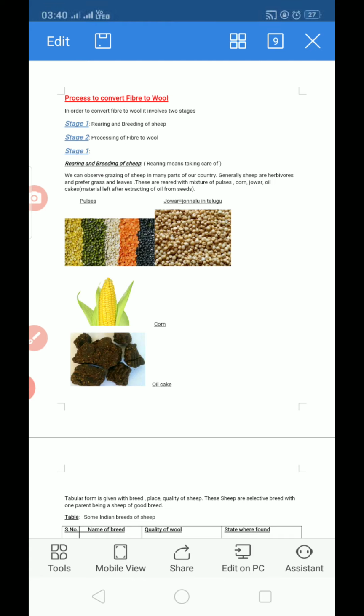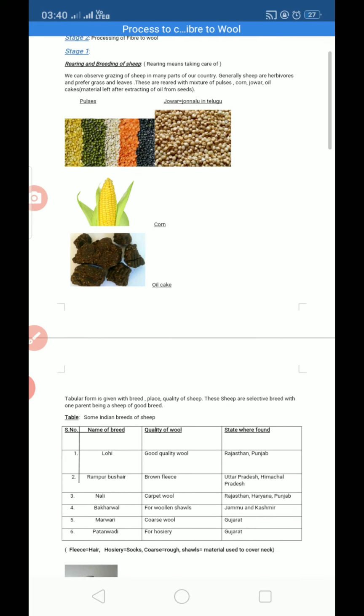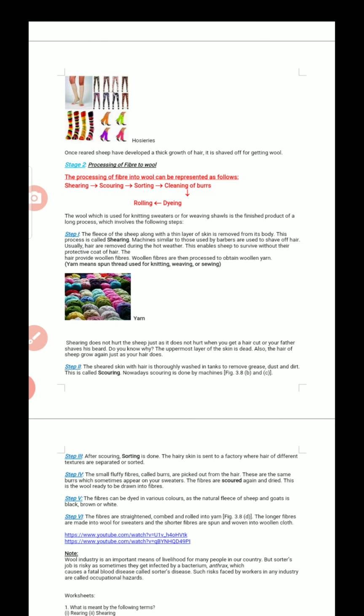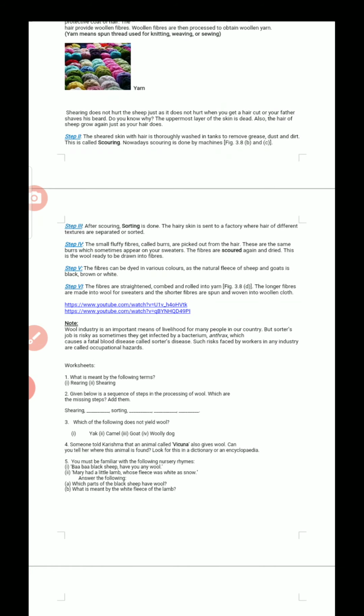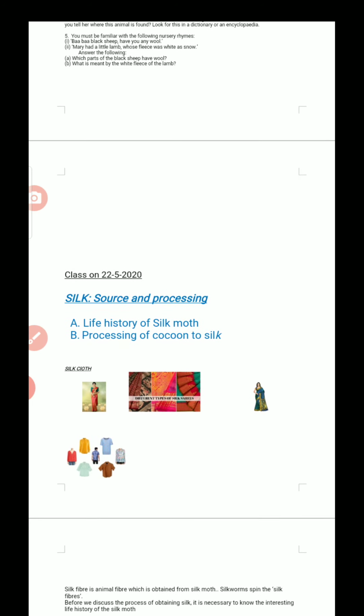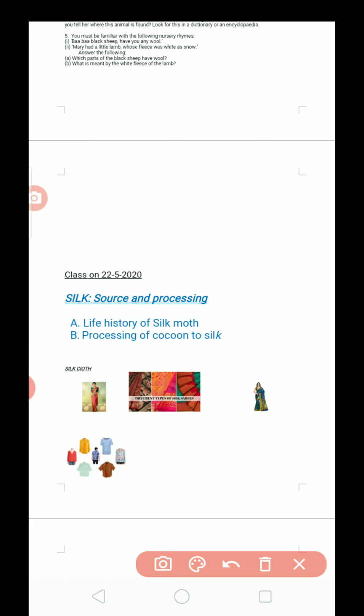Today we are going to discuss a topic from a chapter called Fiber to Fabric. In previous classes, we learned about the process to convert fiber to wool. Completely how wool is obtained, its production, its processing, everything we learned. In today's class, we are going to learn about silk: what is the source of silk and the processing of silk. That is what we are going to learn.